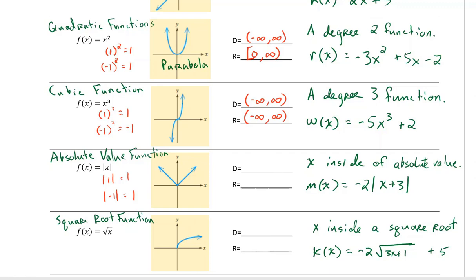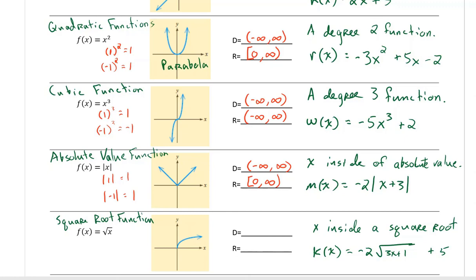And then the absolute value function, scanning left to right, we have negative infinity to infinity. And then scanning bottom to top, it behaves kind of like a parabola, and so its range is 0 to infinity with the square bracket on the 0.